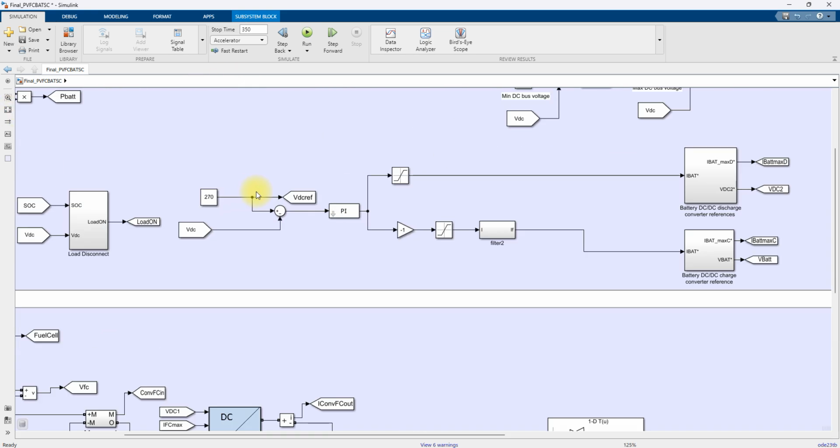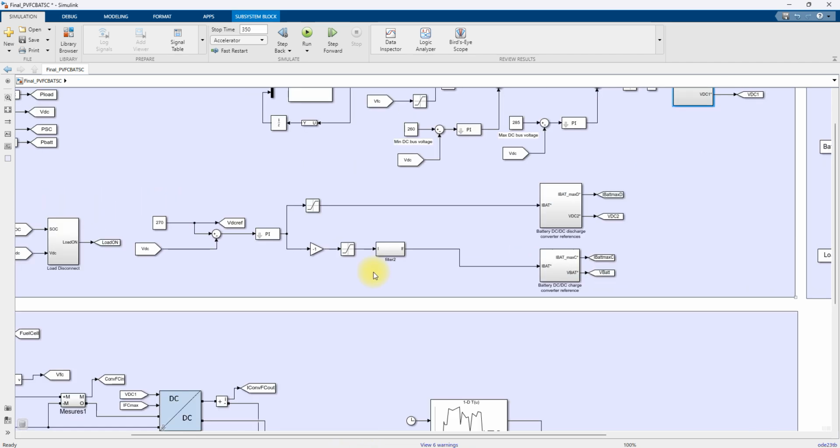Next we come to the battery control. Here you measure the DC link voltage and compare it with the reference voltage. We need to maintain the DC link reference voltage at around 270 volts. That is compared with the DC link voltage and processed with a PI controller, which generates the current known as the discharge current. Then the current is multiplied by -1 and processed via this filter, and it is known as the charging current.